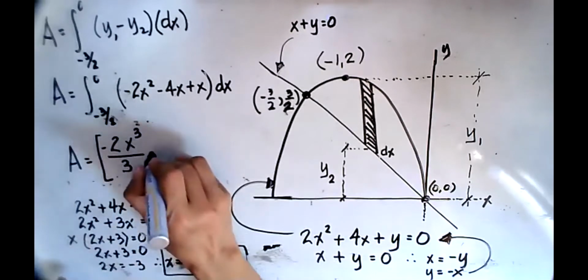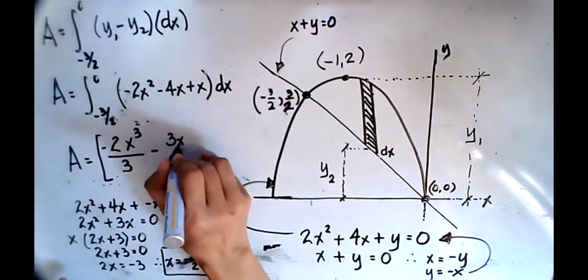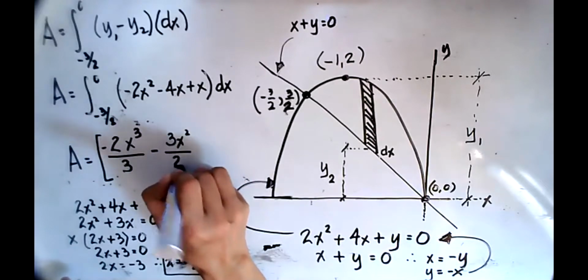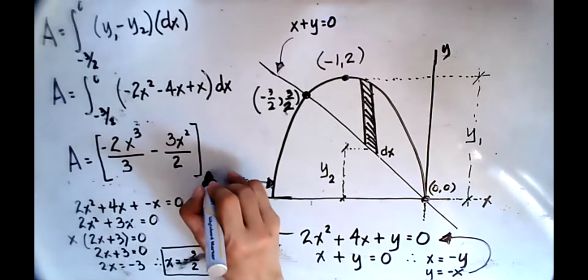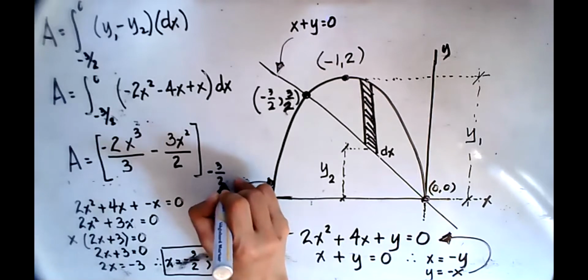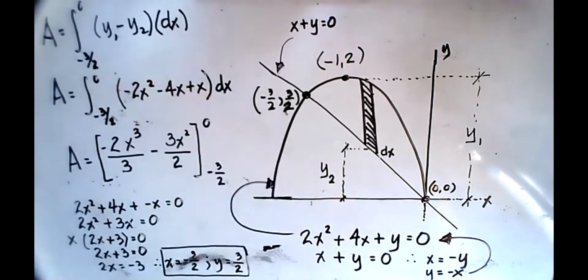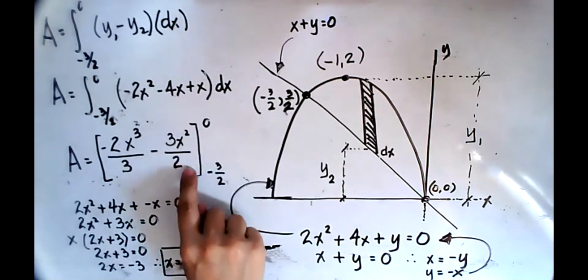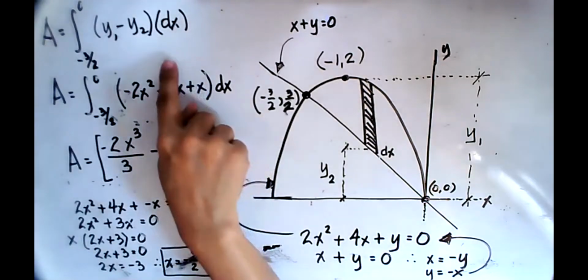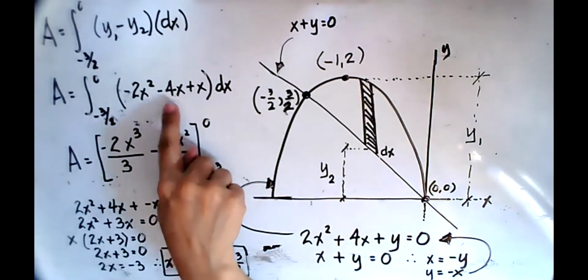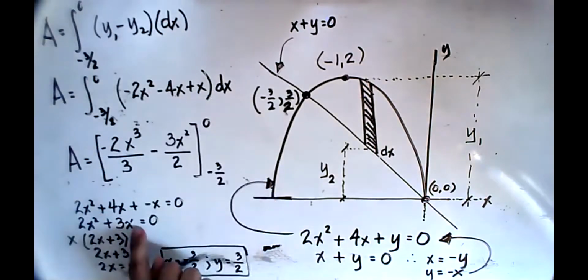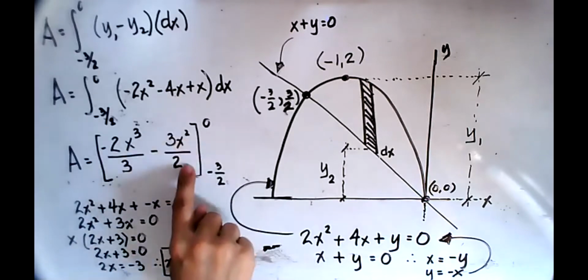Very good. So that is 3x squared over 2. And our limit is negative 3 halves, and the upper limit is 0. So this one is 3x squared over 2. Don't be confused again. This is just what we did there, that's the 3x. Okay? Negative 4x plus x is negative 3x. So minus, then the integral of 3x is 3x squared over 2.